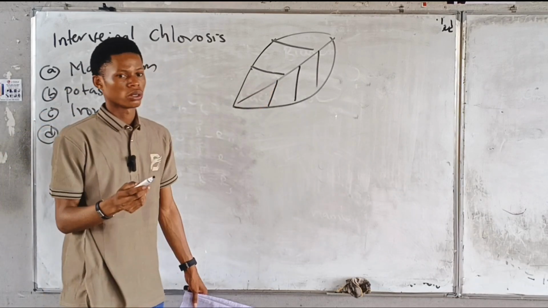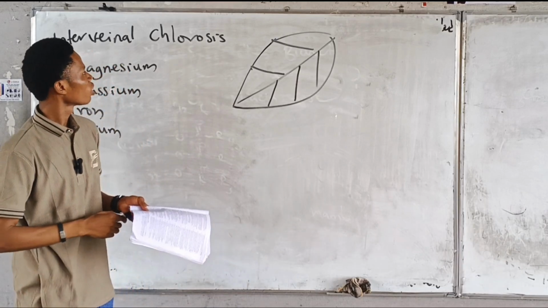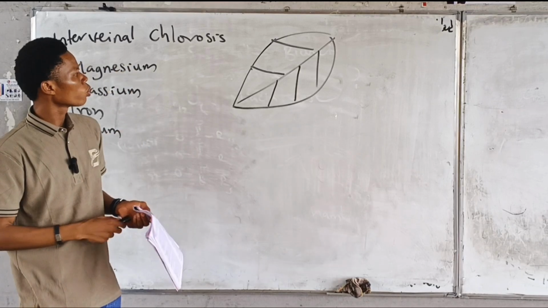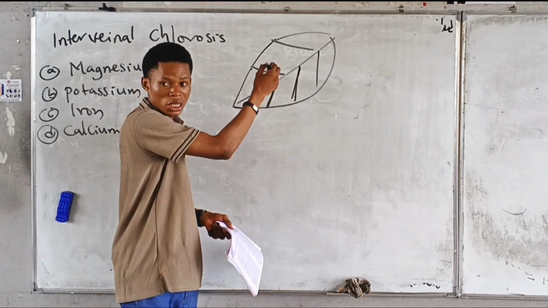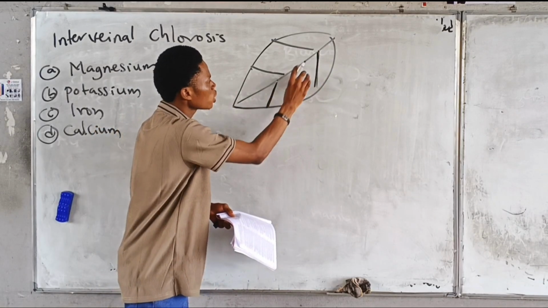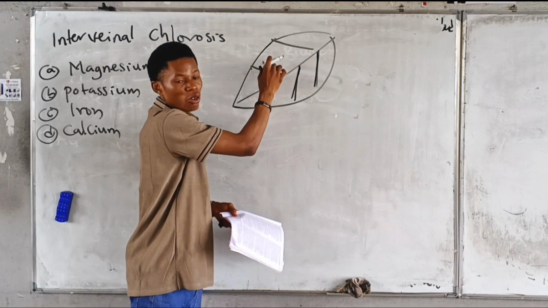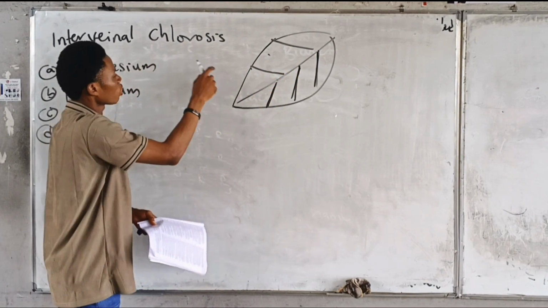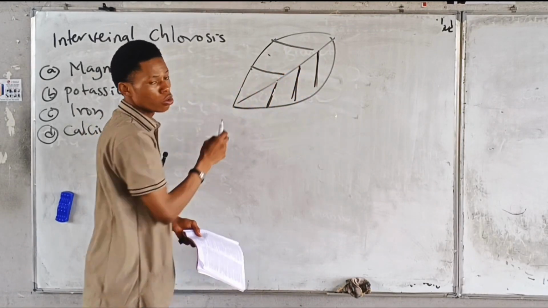In this parallel venation, in intravenous chlorosis, this vein, this thing you used to see in the leaf, the vein will remain green, but the spaces between the veins, these interspaces, will become yellow. That is this condition, intravenous chlorosis. The vein will remain green, but these spaces will be yellowish.